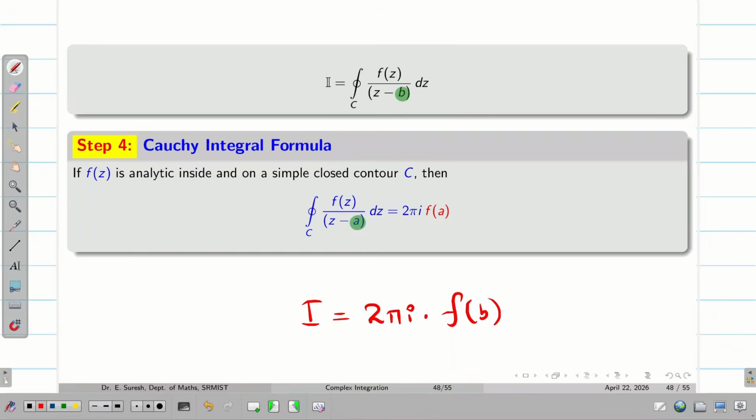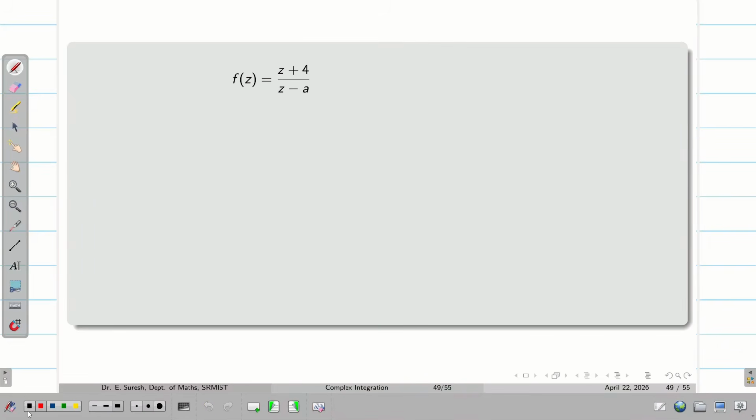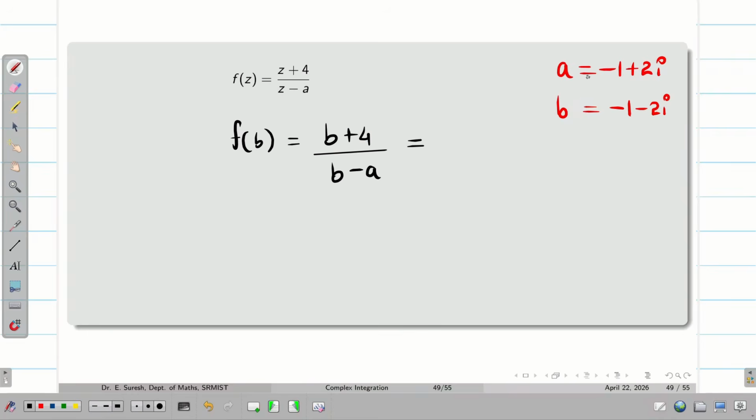Now we have to find f of b. We know that f of z is z plus 4 divided by z minus a. Now substitute the value z equal to b. We get b plus 4 divided by b minus a. We know the values of a and b. Just substituting here, we get minus 1 minus 2i plus 4. In the denominator, we have minus 1 minus 2i minus of minus 1 plus 2i.